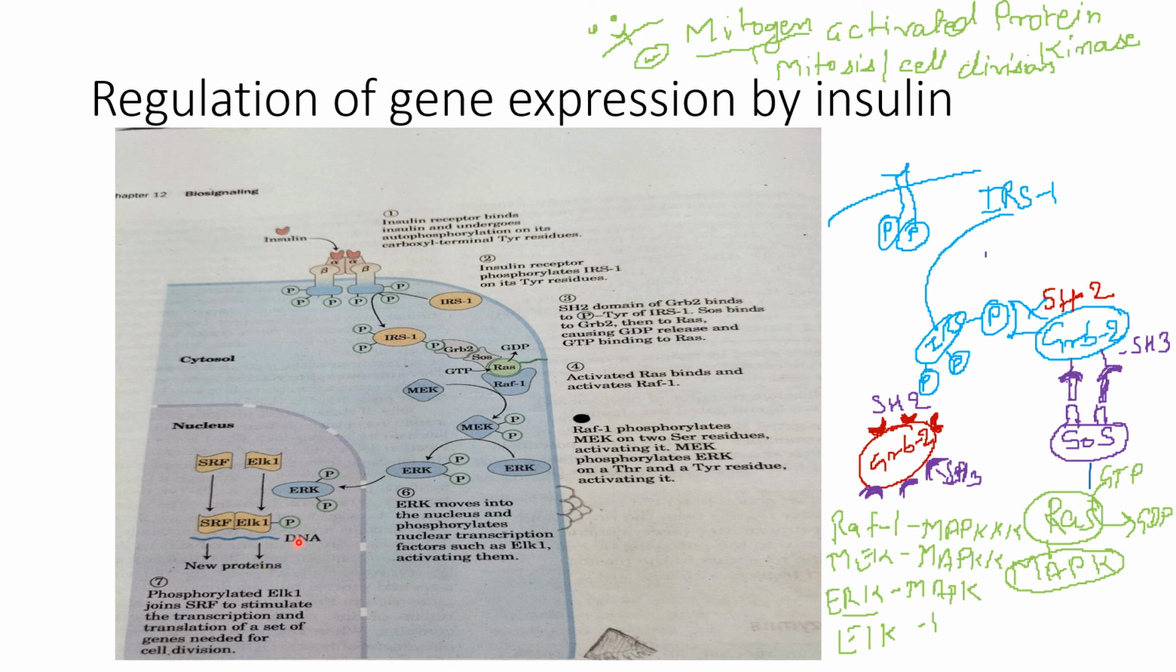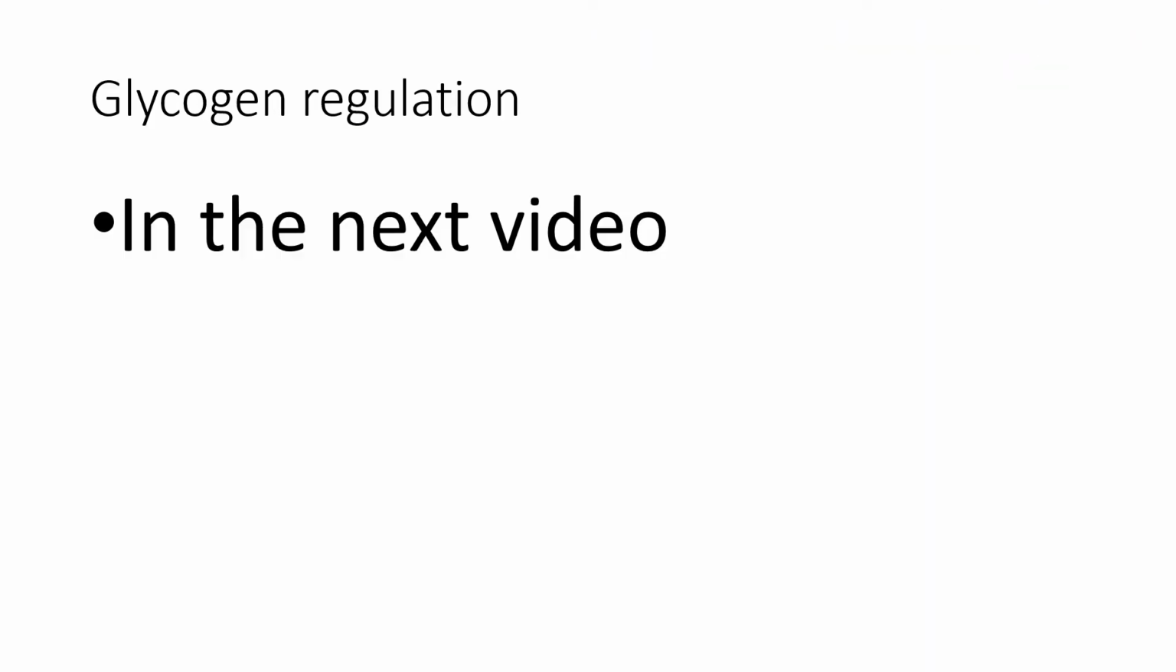That ELK will bind to DNA and transcribe, and it can transcribe regulatory genes. So this is all about gene regulation, gene expression by insulin. First the IRS1, then GRB2, then SOS, then RAS, then RAF, then MEK, then ERK, then ELK. This is the sequence.